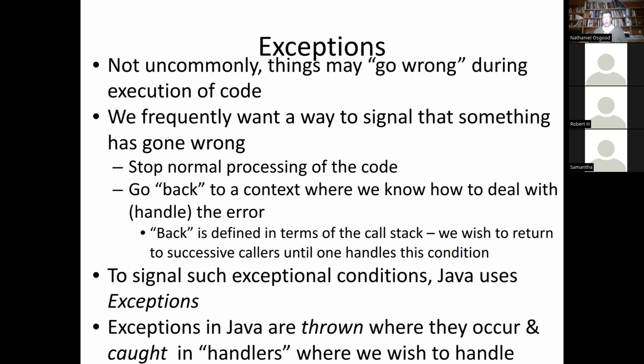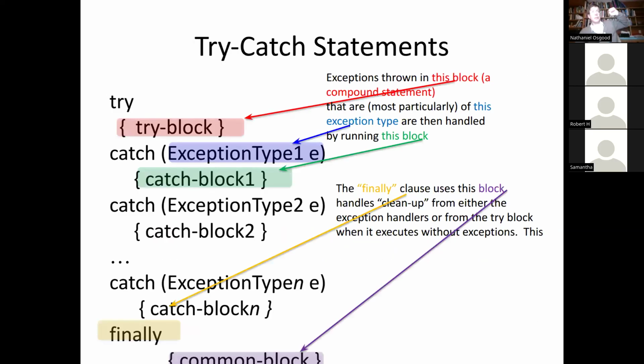And in this context, many languages, Java is one of them, use exceptions. And the idea is that exceptions are thrown where they occur. Where there's a problem, they can be thrown, and then they're caught in handlers where we wish to handle certain types of exception. We may have certain handlers for a subset of exceptions that we handle at one point, and then the thing that called that might have handlers for additional types of exceptions.